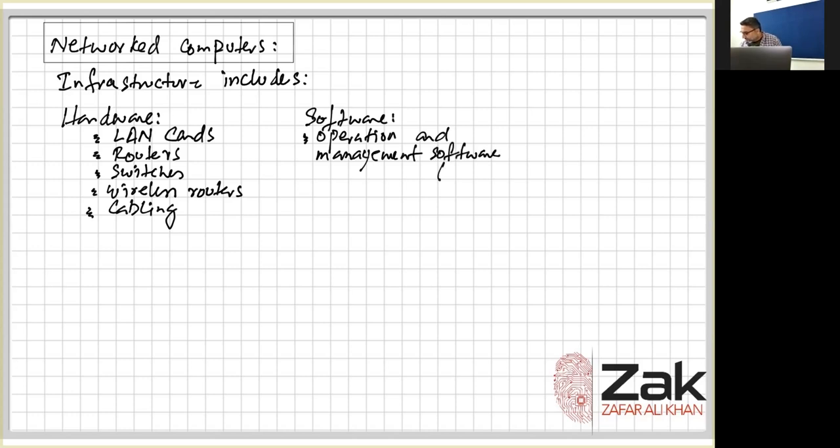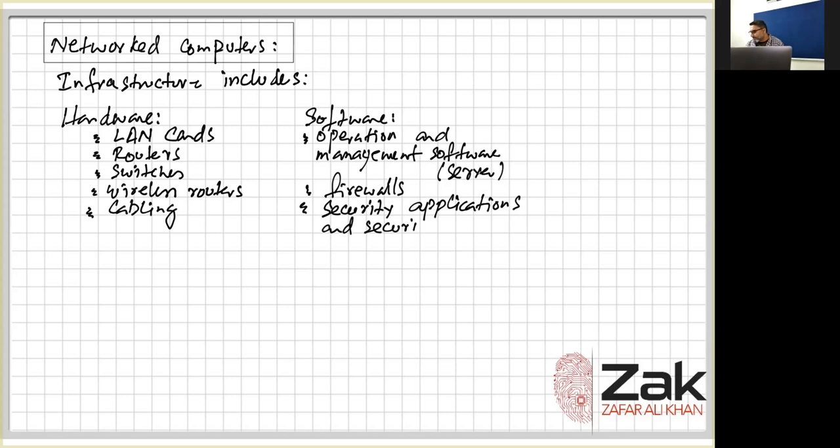We call it server. Secondly, we need firewalls for the security. And then we need security applications and utilities as well. Remember, what we are talking over here is not the purpose, rather the formation of the infrastructure for network computers. We will be discussing all this.